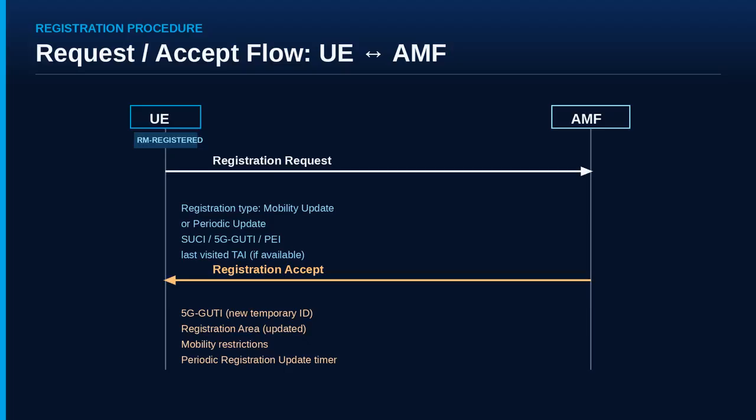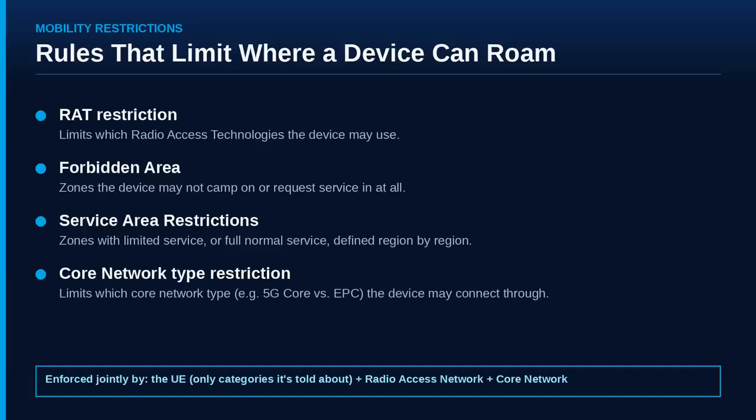Notice one item riding along in that registration accept message. Mobility restrictions. What are those exactly? Mobility restrictions are rules the network attaches to a specific device that limit where it's allowed to roam or what service it can get. And there are four kinds. RAT restriction limits which radio access technologies, the actual radio standards, like this or a future generation, the device is permitted to use. Forbidden area marks out geographic zones the device is not allowed to camp on or request service in at all. Think of a fenced-off zone on the map.